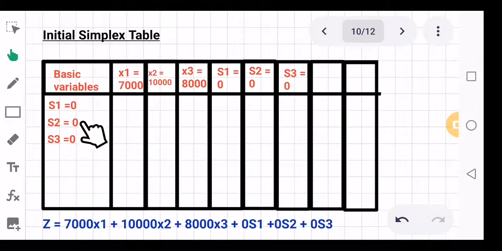Writing all these values so that there will be a little more clarity while solving. So x1 is equal to 7,000, x2... So these are the coefficients. Similarly, these are the coefficients, and we found this through the objective function.